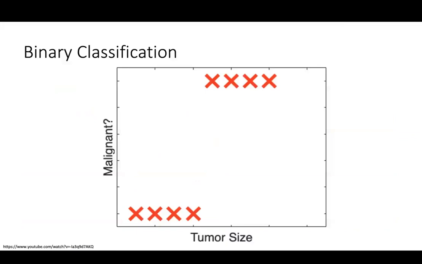Okay, an example of a binary classification problem is, for example, itong tumor size. Okay, so can you determine kung yung isang tumor is malignant or not based on the tumor size? Okay, and base dito sa graph, makikita natin na for small tumor sizes, sinasabi natin na hindi malignant yung tumor. And then for large tumor sizes, sinasabi ng graph na malignant yung tumor.